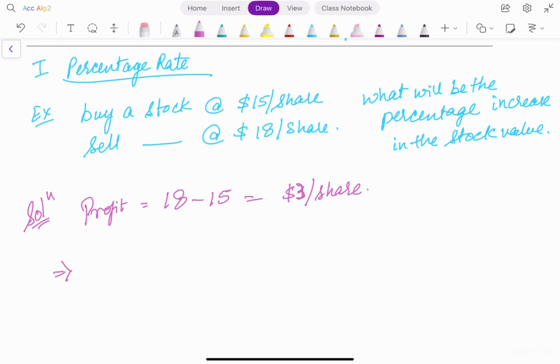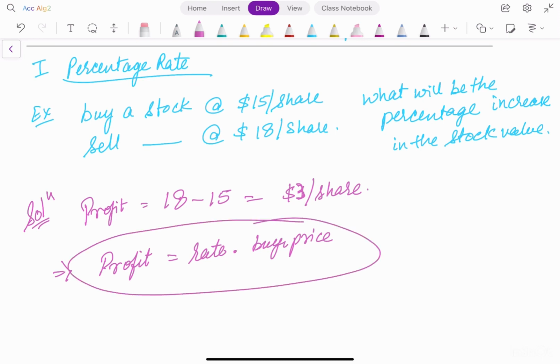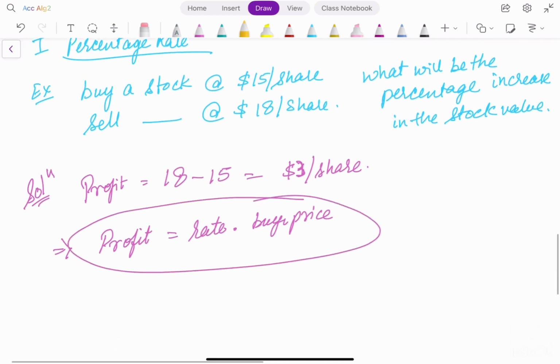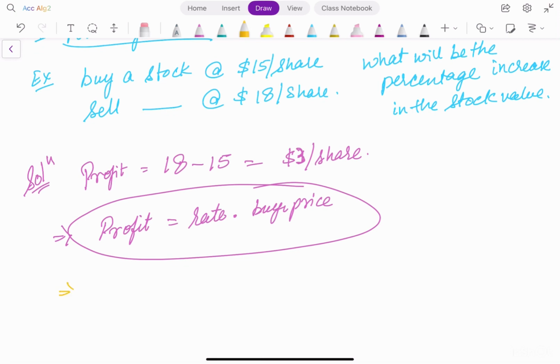So to calculate the percentage increase, can we write that the profit is nothing but a certain percentage increase times the actual price of the stock, which is nothing but 15? That means the initial price at which you bought the stock, right? So keeping all of these scenarios, let's plug in all the information.